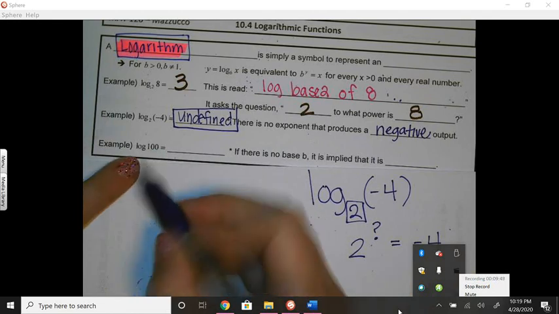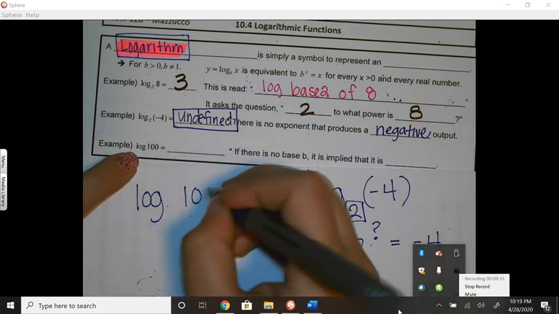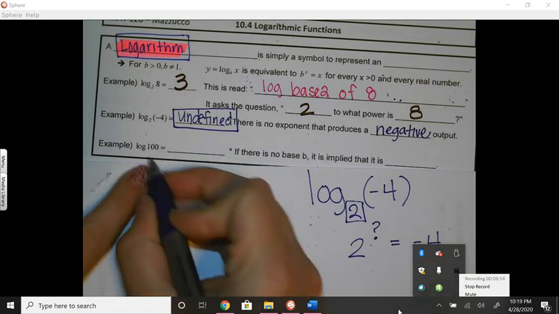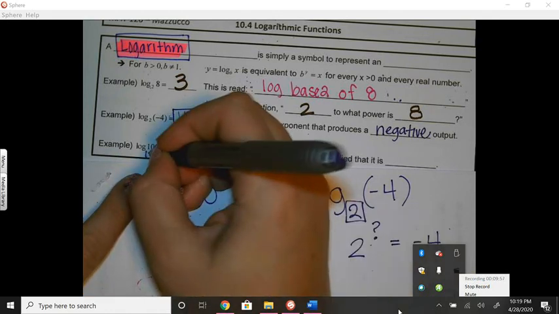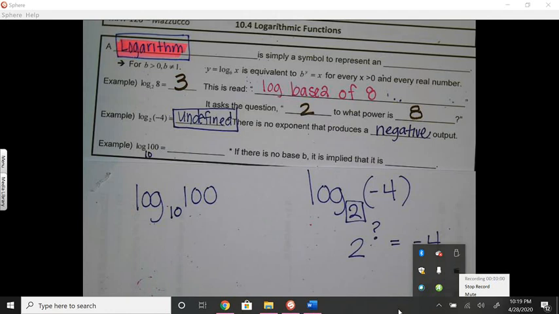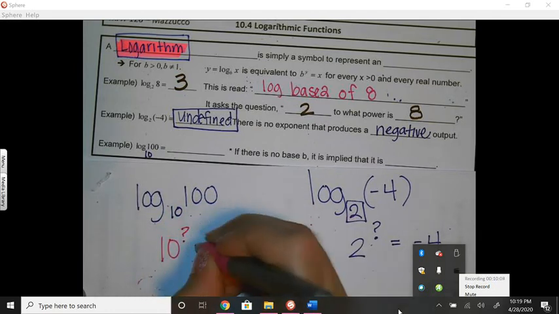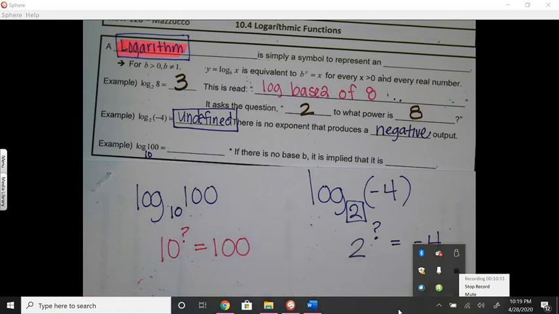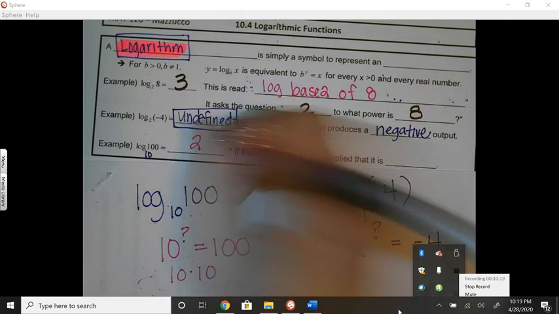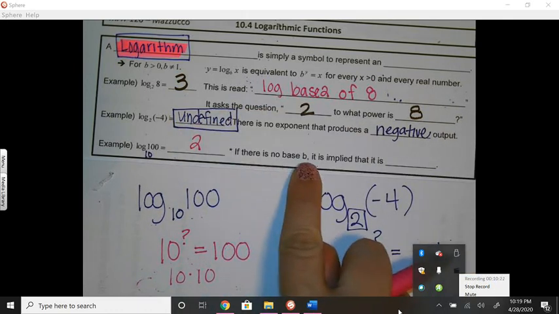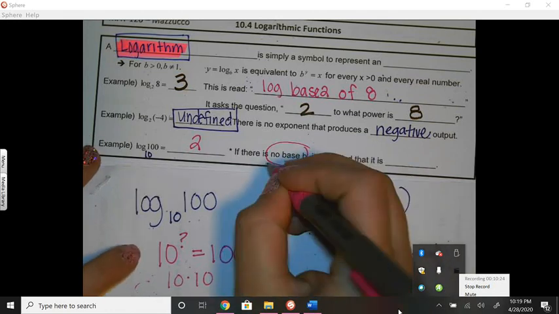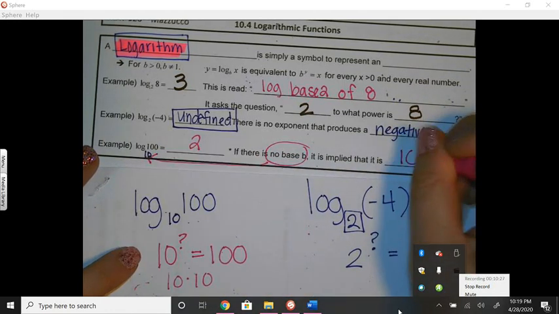So if we take a look at this example here, we have log of 100. Since that little number is not written there, it's implied that it's a 10. So whenever a logarithm doesn't have that base number, it's implied that it's a 10. So you would put a 10 there. And so this is saying 10 to what power is 100? Well, 2, because 10 times 10 is 100. So the answer would be 2. So if there is no base number like here, then it is a 10.